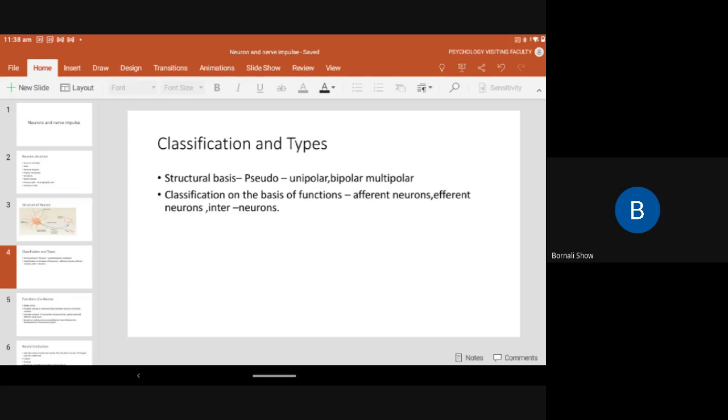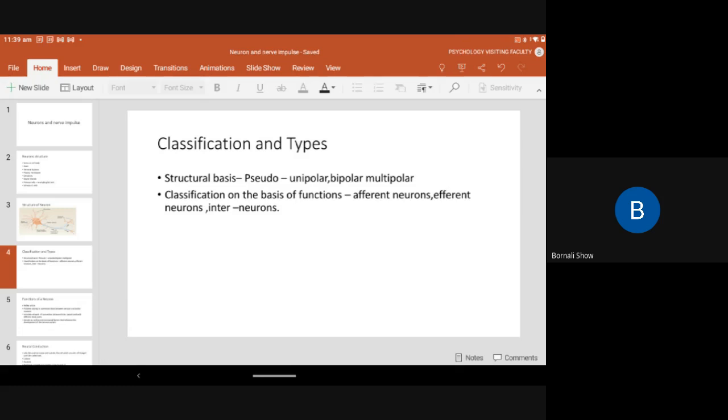Golgi type 1 neurons have very long axons and only a few branches, to carry the information of mostly the motor nerves. That means for movement, the muscular nerves. And the Golgi type 2 neurons have shorter axons and branch repeatedly. So these neurons act mostly locally on nearby areas. So this is all about the structural basis of the classification of neurons.